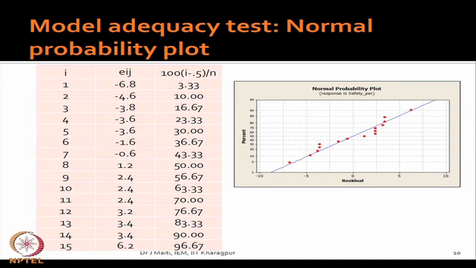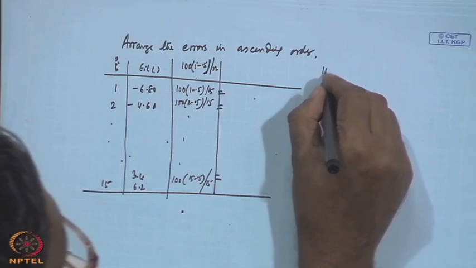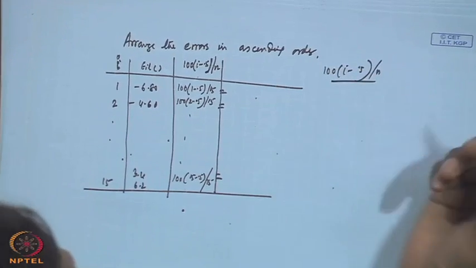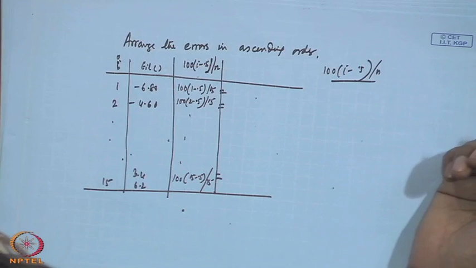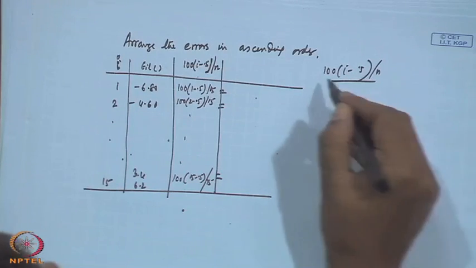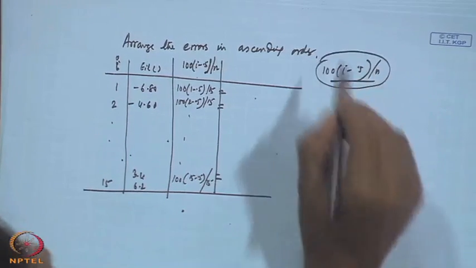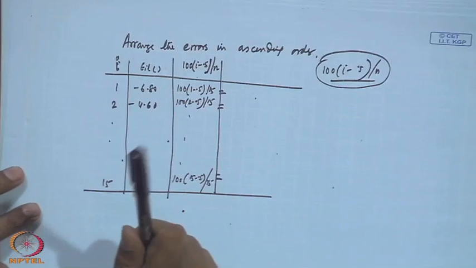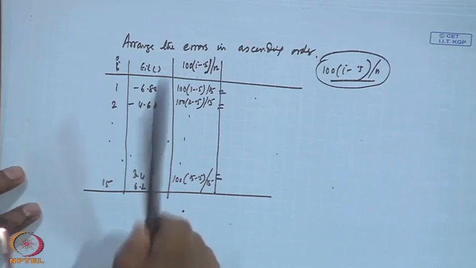Now, you may not be interested in using this 100 into (i minus 0.5) by n; you may go for some other formulation, different people have different ones, but this is the widely used one, and we are using this. So this is the first adequacy test.